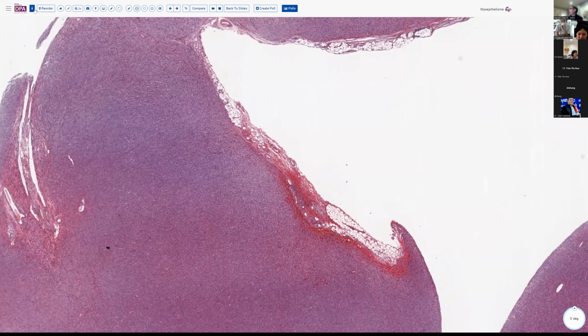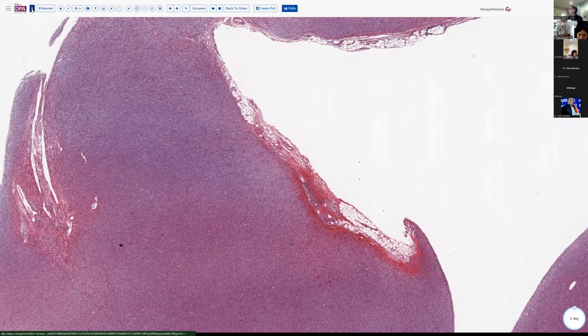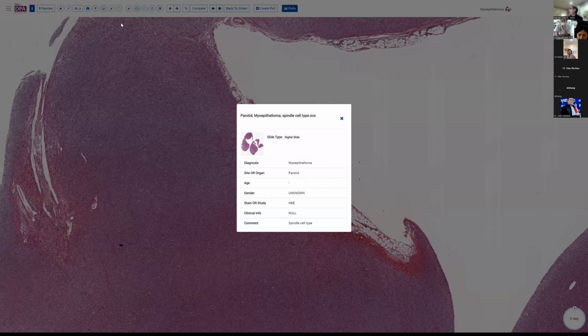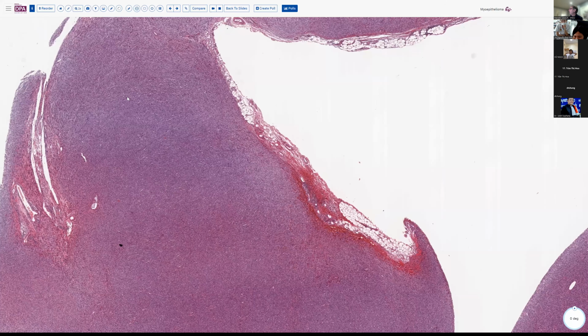I don't think this was from the breast. Let me just double check. Yep, it was listed as from the parotid. So this is the spindle cell myoepithelioma from the parotid, but we don't have good evaluation of the margins in this section to see, and not much of a fibrous capsule.